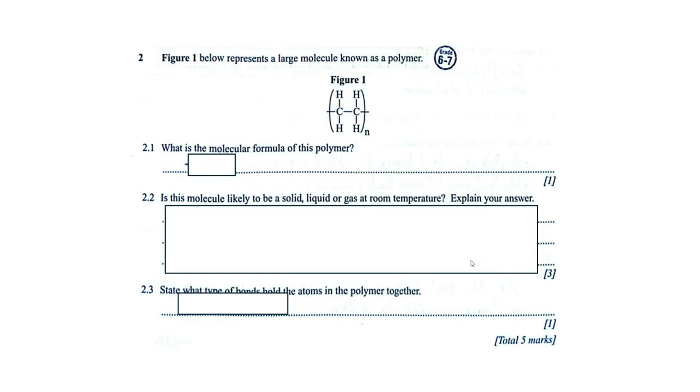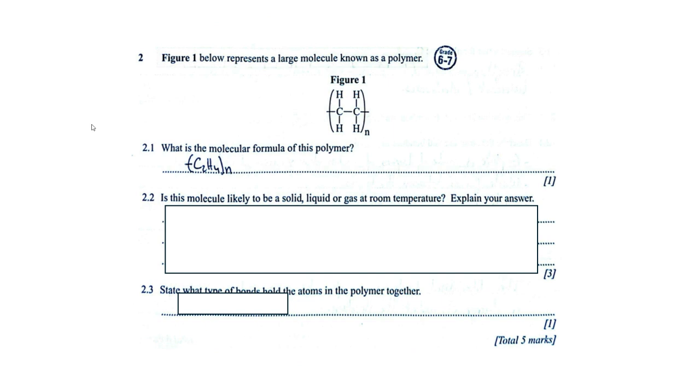Okay, figure 1 below represents a large molecule known as a polymer. So the CH2 like this is called a monomer, and this unit is going to be repeated over and over again. What is the molecular formula of this polymer? So again, you can write it down as C2H4 in brackets and a lowercase n to show that this unit is repeated many times. Is this molecule likely to be a solid, liquid, or a gas at room temperature?